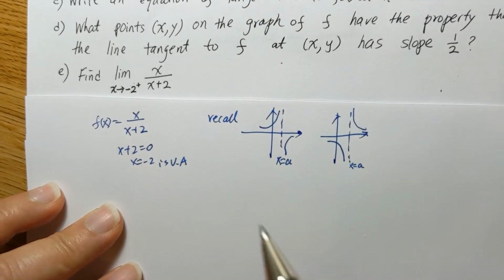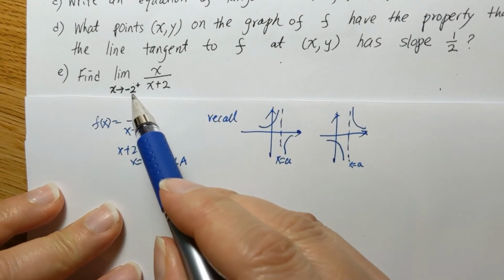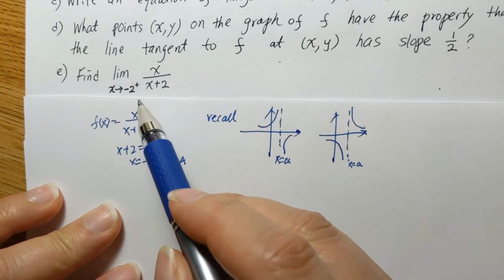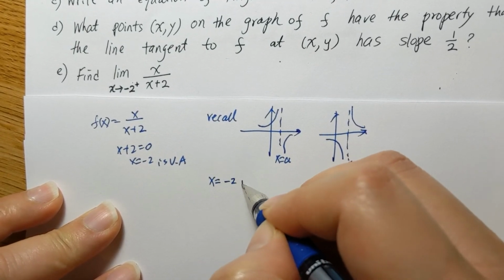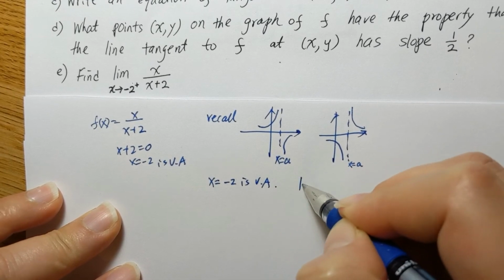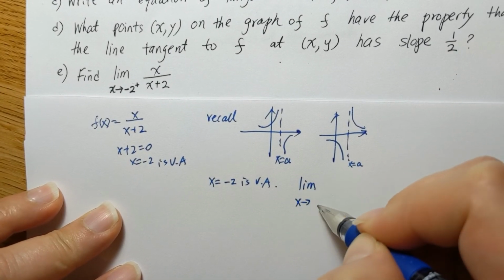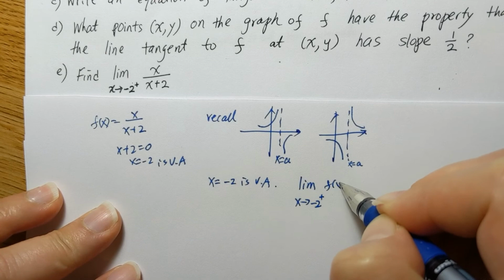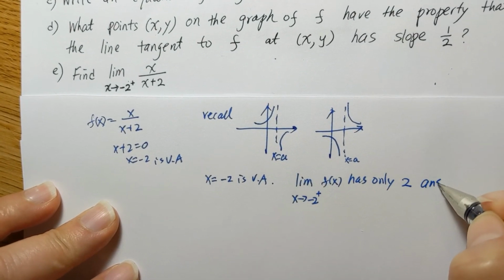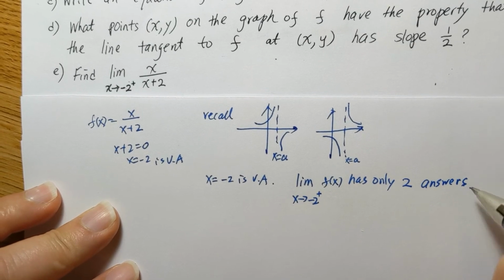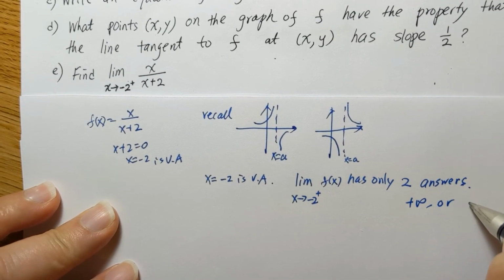So if this number is the vertical asymptote, there are only 2 answers. x equal to negative 2 is a vertical asymptote. So the limit as x tends to negative 2 from the right side has only 2 answers. We talked about that before: either positive infinity or negative infinity.